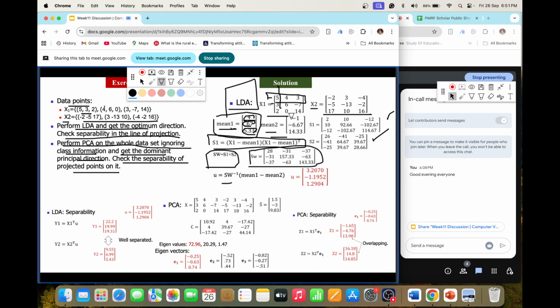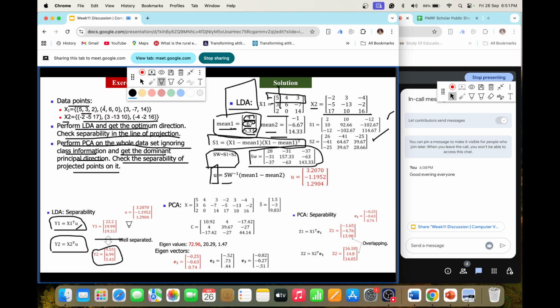Here mu1 is this and mu2 is this. By this you can easily calculate the direction on which you have to project the data. Once you have that direction, you can easily project your data. This is the first projection of class x1, and this is the projection of class 2. So by this you get the projected data: you have x1 and x2, so you can find y1 and y2. This is how it is done. This is regarding LDA.